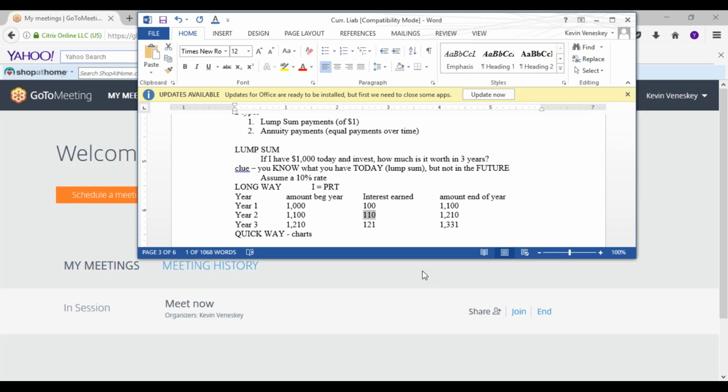I have another $10 of extra interest. Now notice this is a whole year's worth in addition to this. I already had this 100. Now I've got another 100 plus the extra $10, so 110. So the amount that I have in the bank, my old amount plus another 110, I'm at $1,210. Keep doing that now for year 3. Add in my new principal. So my new principal is $1,210. Get my interest. I have now in the bank $1,331.